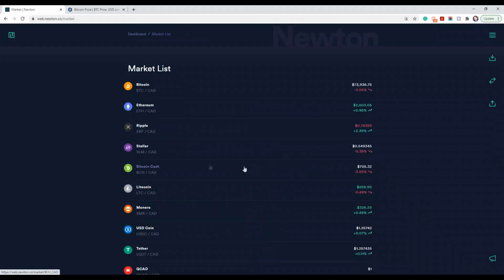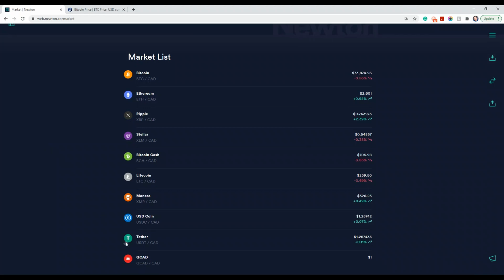Click on all coins. You can see Bitcoin, Ethereum, Ripple, Stellar, Bitcoin Cash, Litecoin, Monero, USD coin, Tether coin, and QCAD coin. Now these three coins right here are called stable coins, and that means that their price is equivalent to the American or Canadian dollars. USD coin and Tether, the price pretty much is equal to whatever the US dollar is in comparison to Canada, and the QCAD coin is equal to the Canadian dollar.